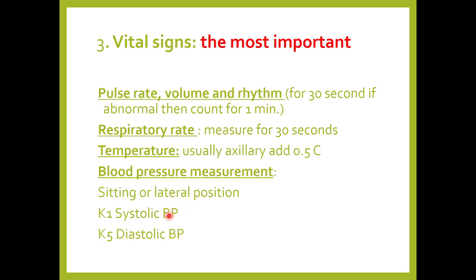The Korotkoff 1 is the systolic and the Korotkoff 5 is the diastolic blood pressure. What about the normal changes in pregnancy? The pulse rate will increase normally in pregnancy by 10%. So if the normal is between 60 to 100, in pregnancy normally it will be between 66 to 110. The respiratory rate also will be raised. If the normal is between 14 to 18, here we can see up to 20, 22 is still normal in pregnancy. The blood pressure is usually reduced in early pregnancy.